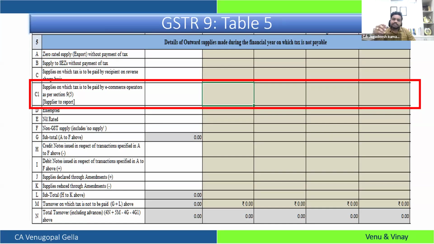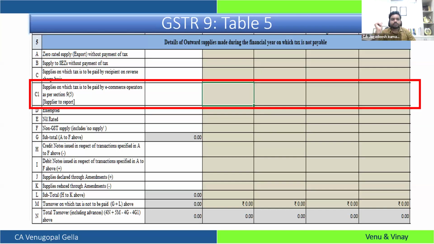What we discussed initially, that in table 5, all the supplies which are not subject to GST, we need to disclose in table 5. So if you see table 5, zero rated supplies without payment of tax, that is whether export without payment of tax or SEZ supplies without payment of tax, or supplies on which tax is to be paid on reversal basis by the recipient, or nil rate, non-GST supplies.